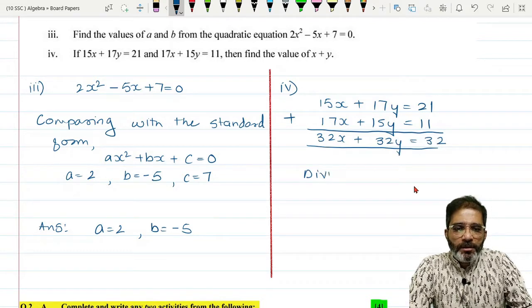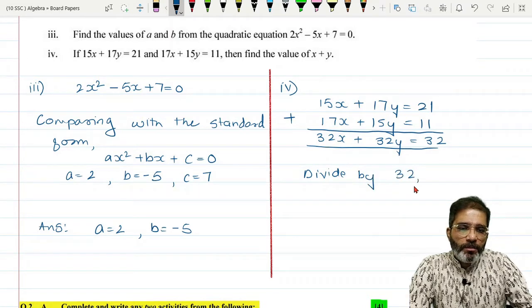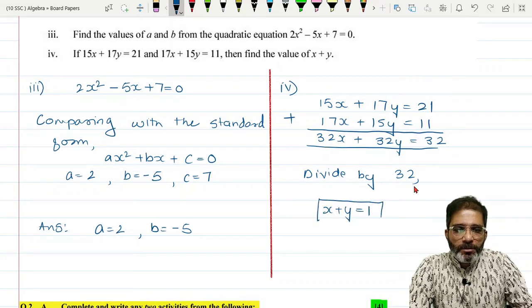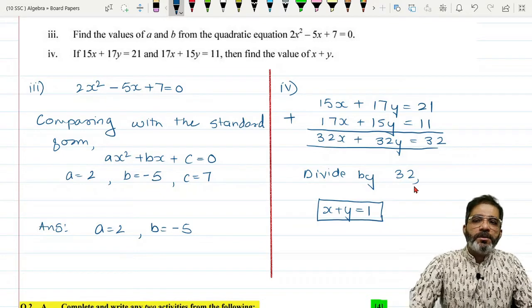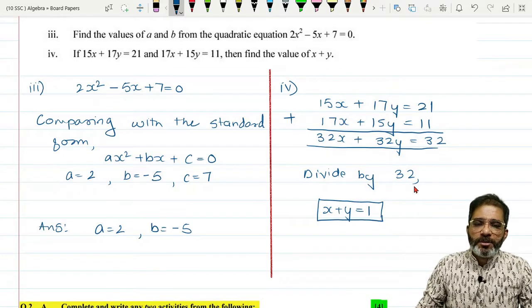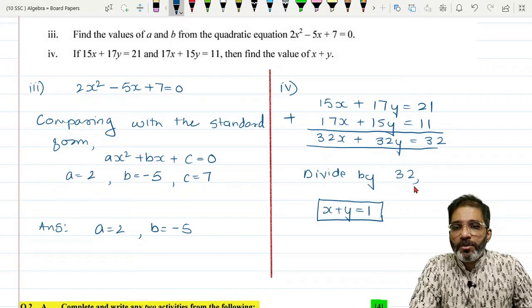Now when I divide by 32, we get the value of x plus y as 1. Okay, students, so this is the required answer. Now remember, for this particular sum, you are not supposed to solve the equation. We have to just find the value of x plus y.